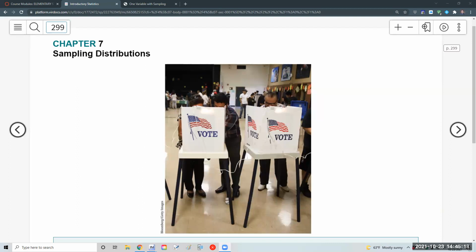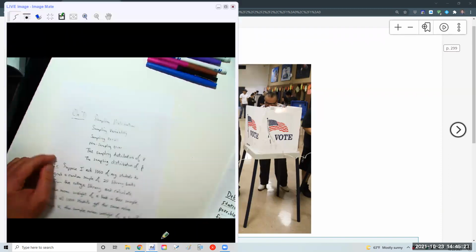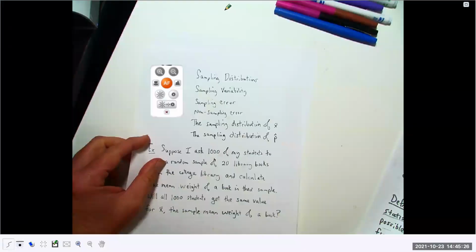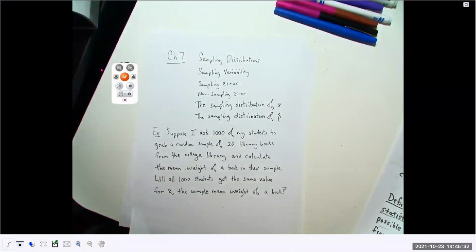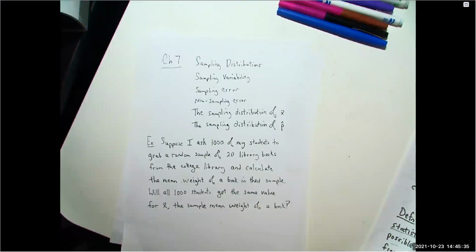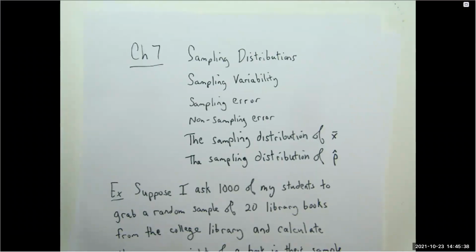So the topic of Chapter 7 is sampling distributions. And here are the different subtopics we're going to cover. We're going to introduce the concept of a sampling distribution. This concept is going to be critical, or foundational, to the rest of our study of the book. We're also going to talk about what sampling variability is, sampling error, non-sampling error, and then we're going to look at two different kinds of sampling distributions that are presented in this chapter, and then also some applications of them.